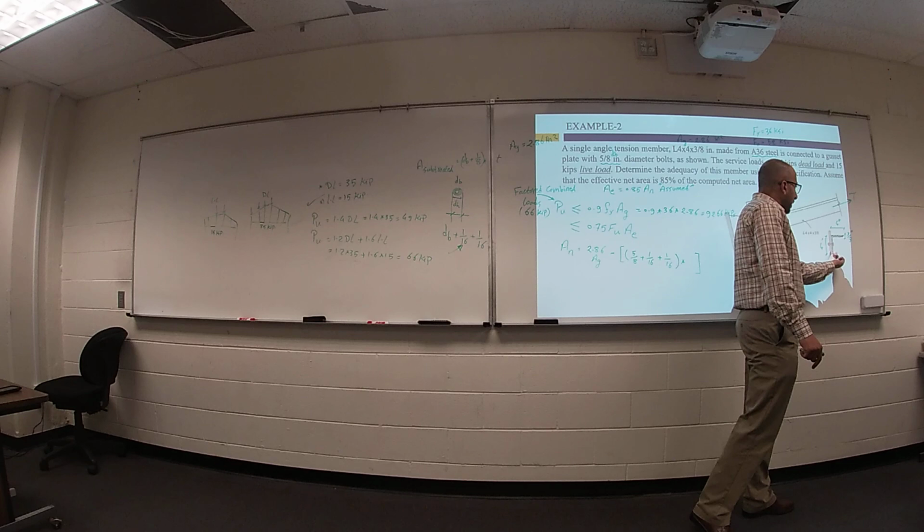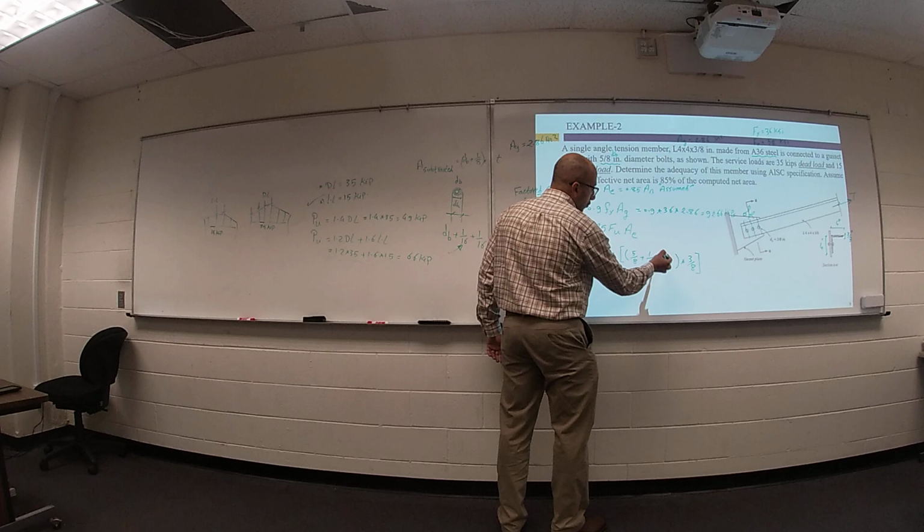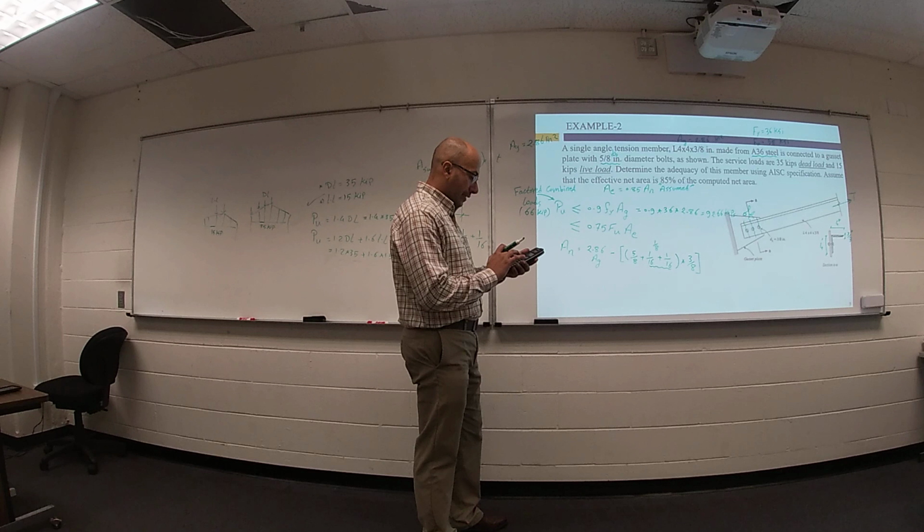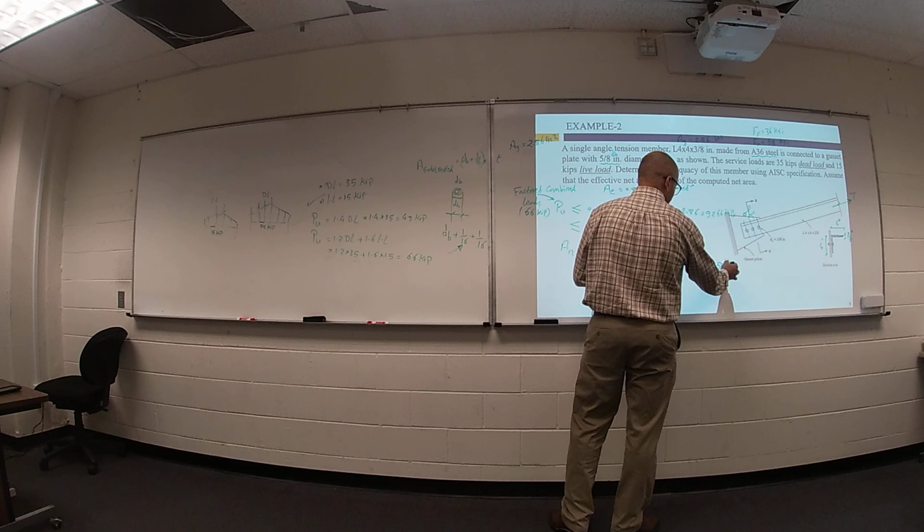You don't need to do this, you can add only 1/8. That's fine. 3/4. So 5/8 plus 1/8 times 3/8 minus 2.86. Your value will be 2.58 inches squared. Go back here.